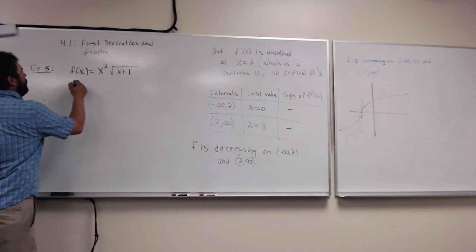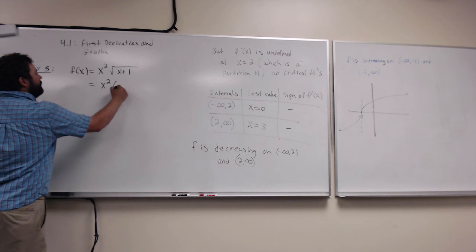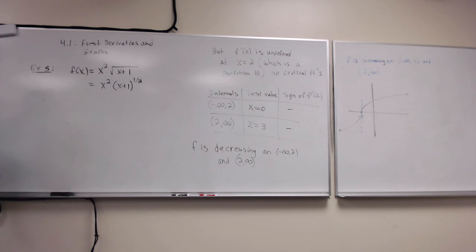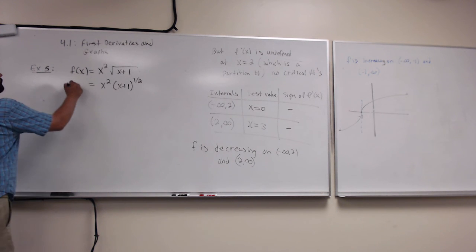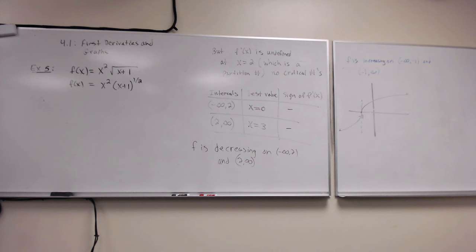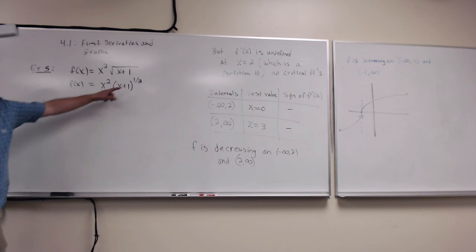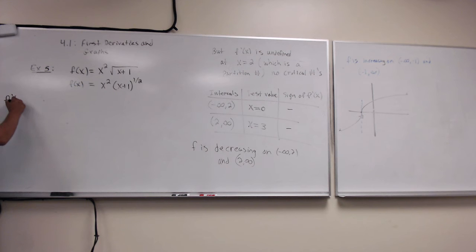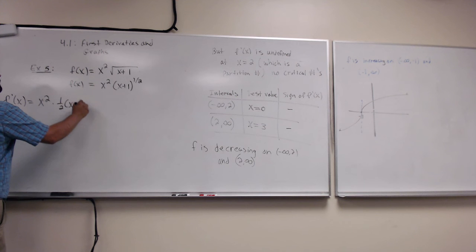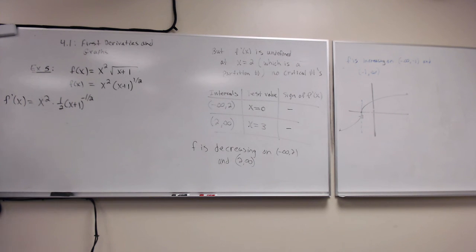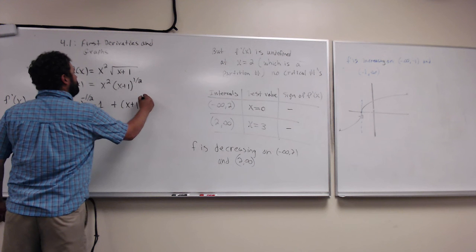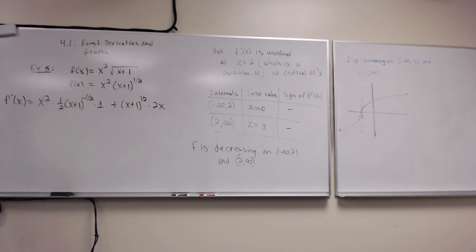Okay, so first of all, if we're going to take a derivative, it would make more sense to write the square root of x plus 1 as x plus 1 to the 1/2 power. And now we have to use the product rule together with the general power rule. So f prime of x is going to be first function times the derivative of the second, and then technically times the derivative of the inside, which is just 1, plus the second function times the derivative of the first, which is 2x.